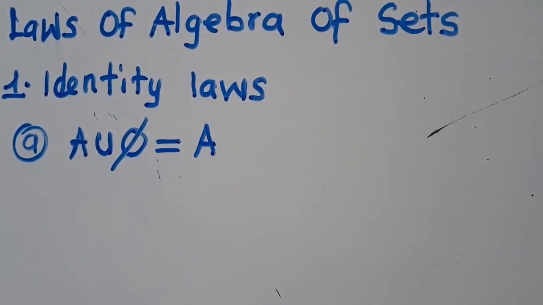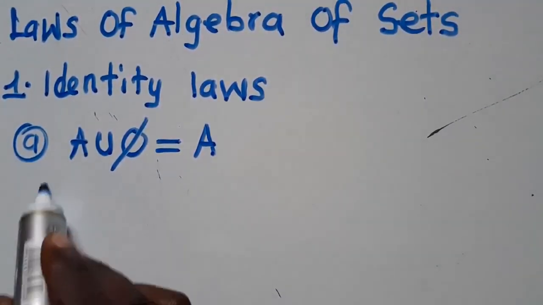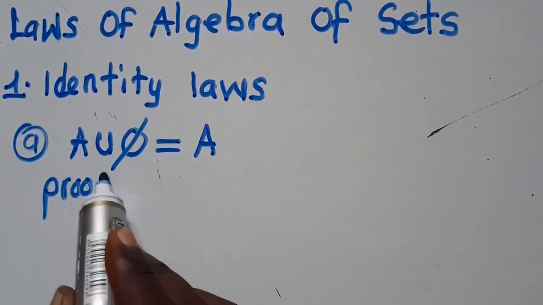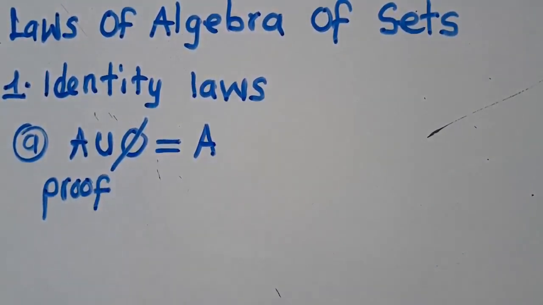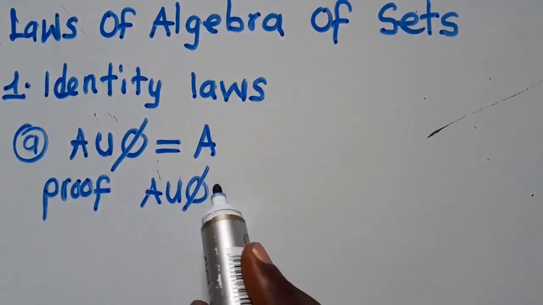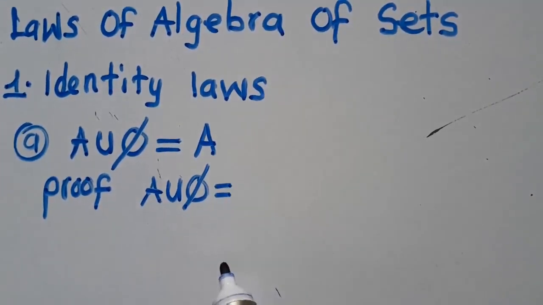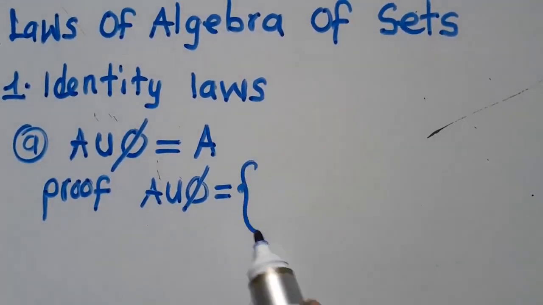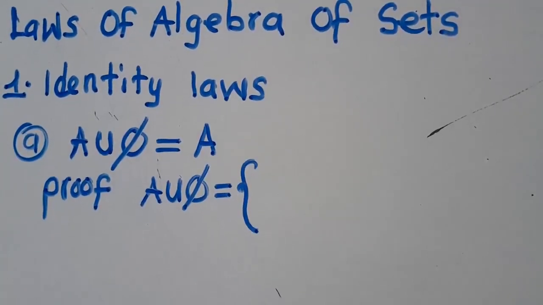Now, how can you prove this? You need to know how to prove this. So, proof. How can we prove that? You know that you've got A union empty set. A union empty set is equal to what? Use set builder notation. So be using set builder notation to prove all these.